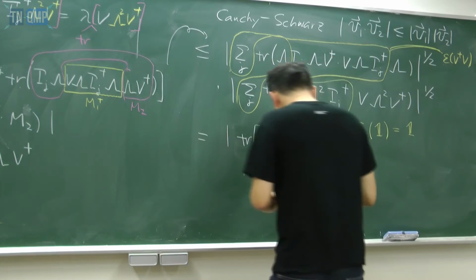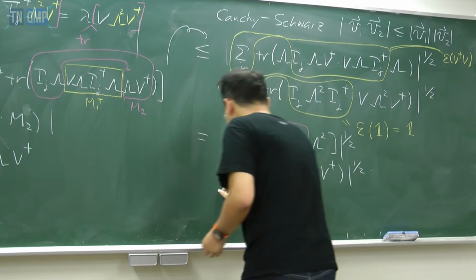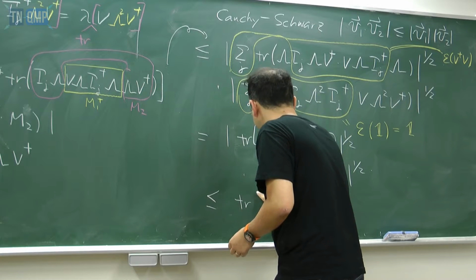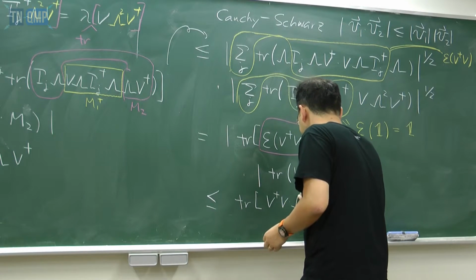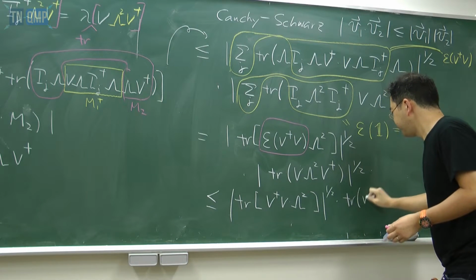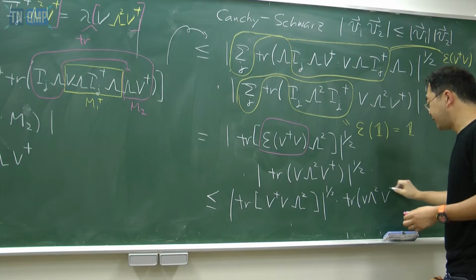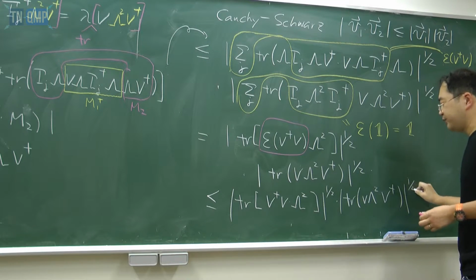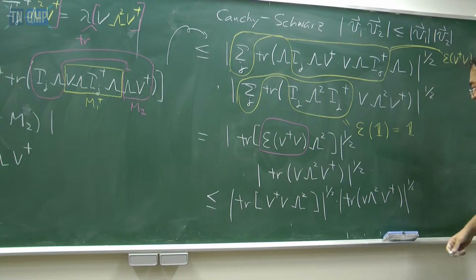So this can be replaced by trace of v dagger v times lambda squared, 1/2 trace of v lambda square v dagger, 1/2. But because trace is cyclic, actually these two are the same. So this is nothing but trace of v lambda squared v dagger. And so this was the upper bound of the right hand side.